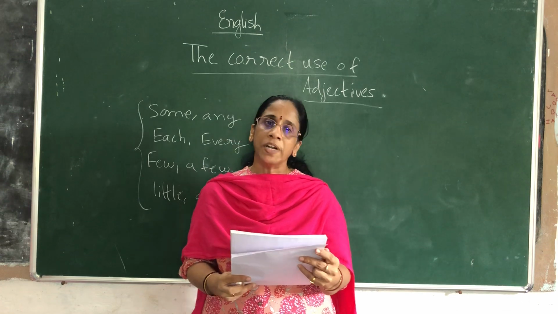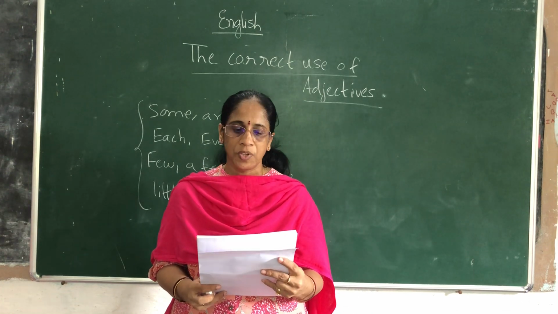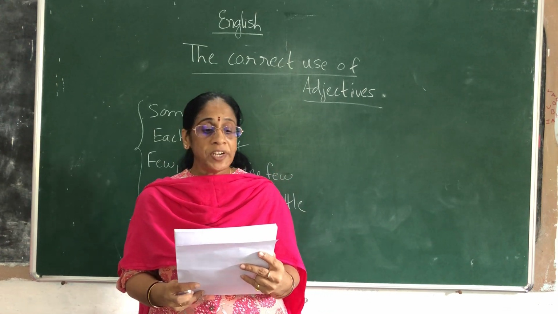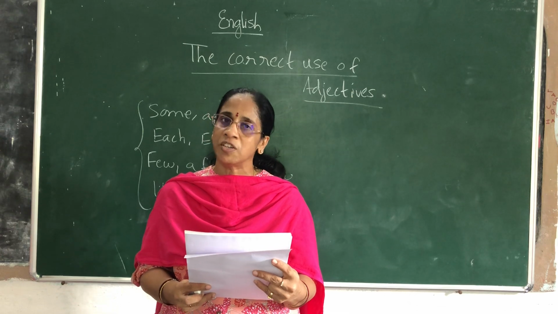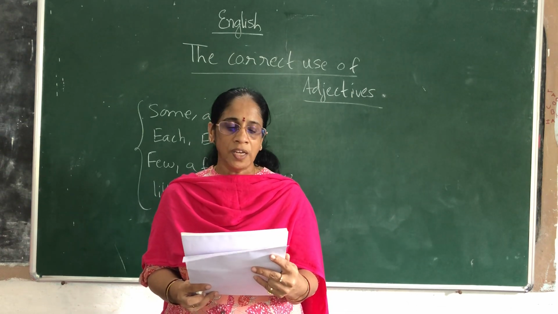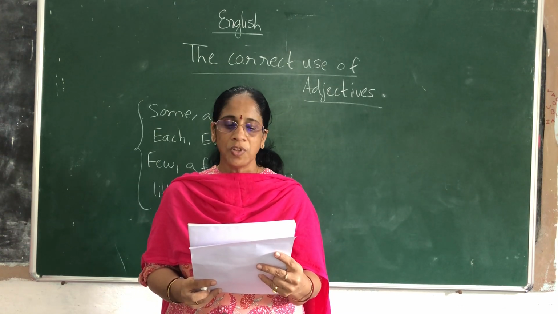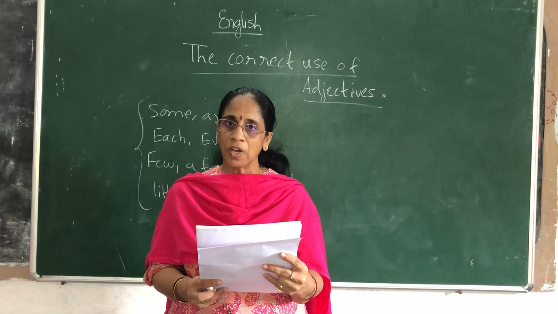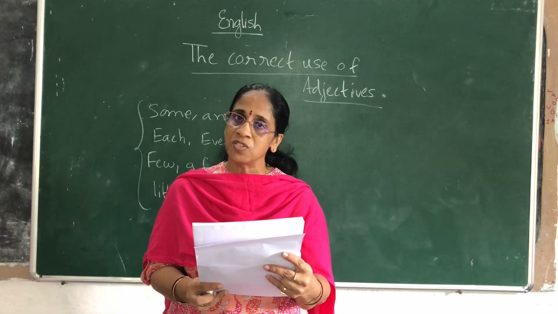Now the use of some and any. Generally some and any are used to express quantity or degree. Some is used normally in affirmative sentences, and any in negative or interrogative sentences. For example, I will buy some mangoes. I will not buy any mangoes. Have you bought any mangoes? But any can be used after if in an affirmative sentence also.